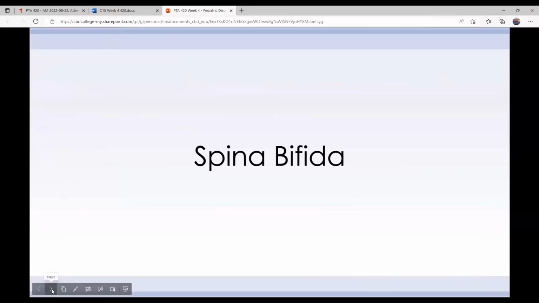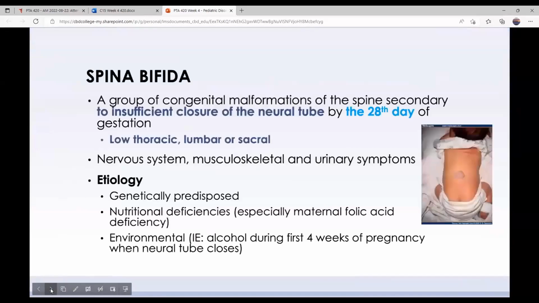That group, I can't remember now, group 4, I think it was. All right, our next group has a patient who has spina bifida. So let's talk a little bit about spina bifida and what it is.